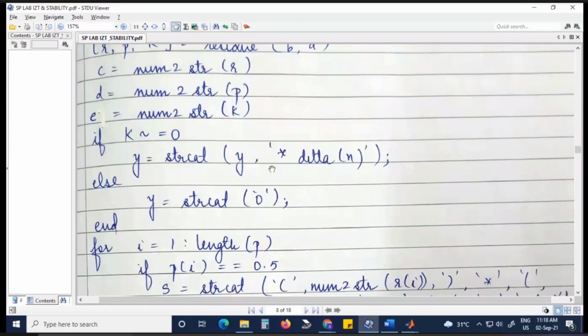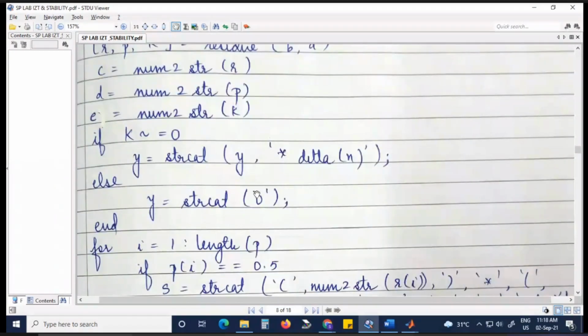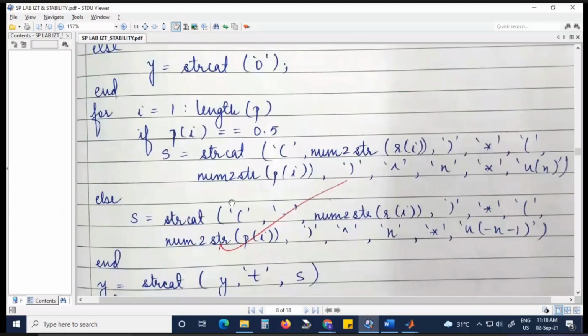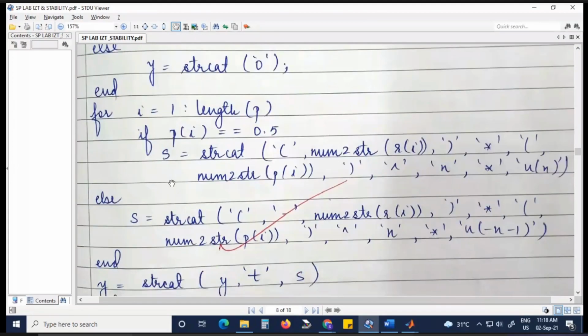Okay, then here we do that part. Poles and zero. Now here one condition is that if pi is equal to, the poles is matched with the ROC.